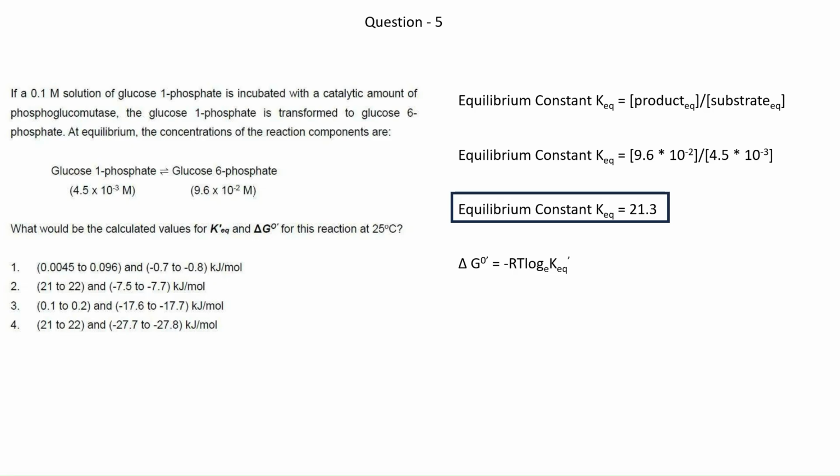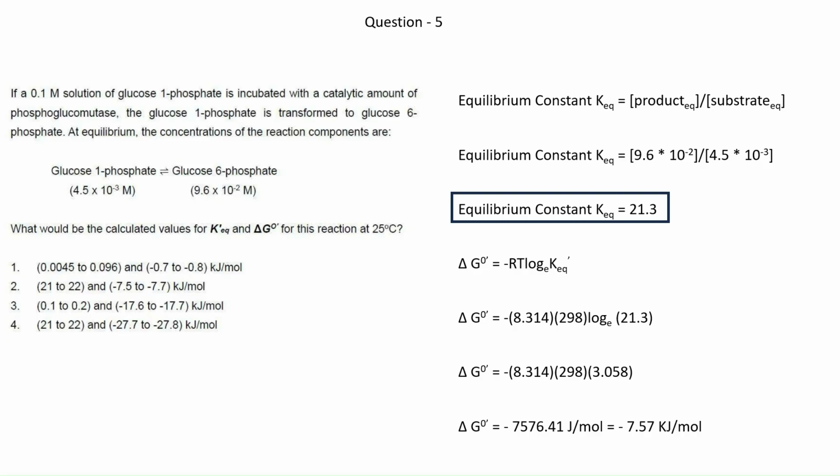Now putting all of the values in the equation, and by solving it, we get the free energy change to be negative 7.57 kilojoule per mole. So which means the correct answer is option 2.